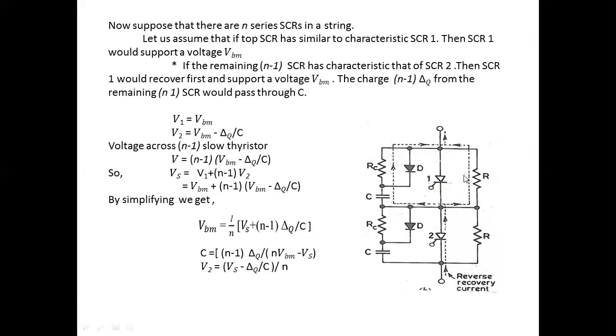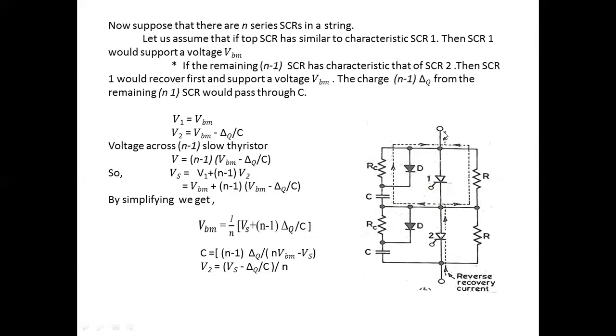Here, this is the circuit. The reverse recovery current moves like this. During the turn off process only, the current moves in this direction. A shunt capacitance has been placed here. The current moves like this, backward, and that is nothing but the reverse recovery current.